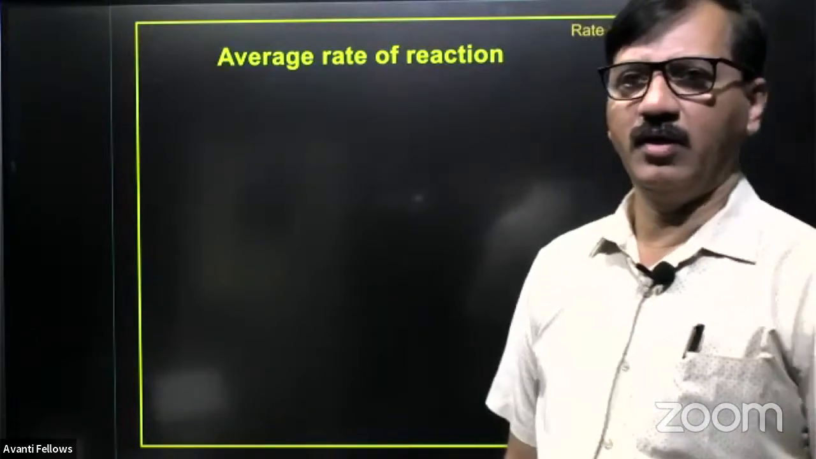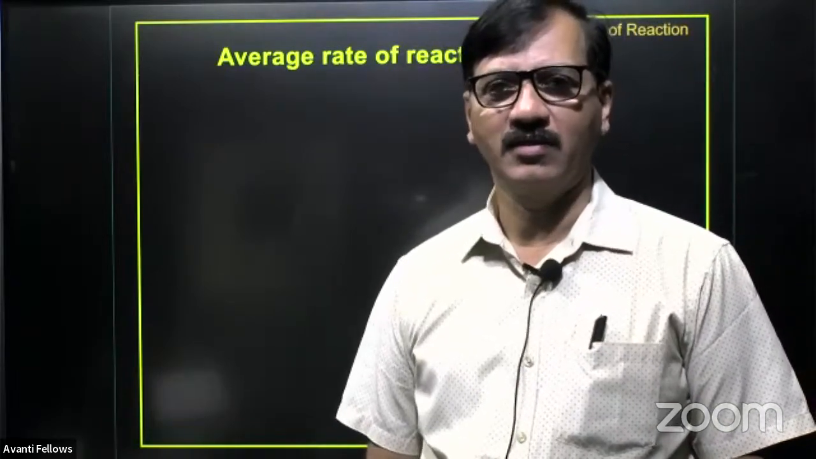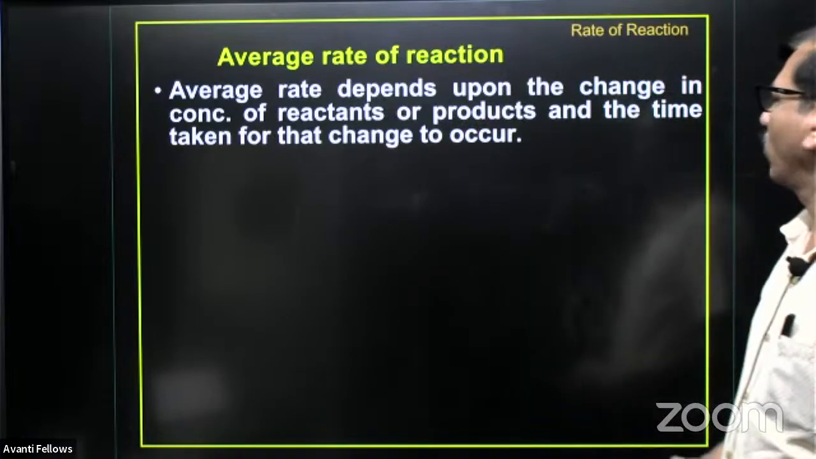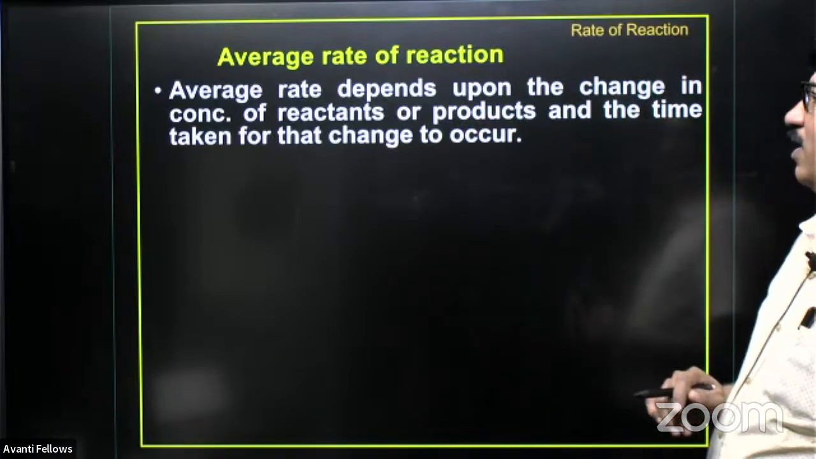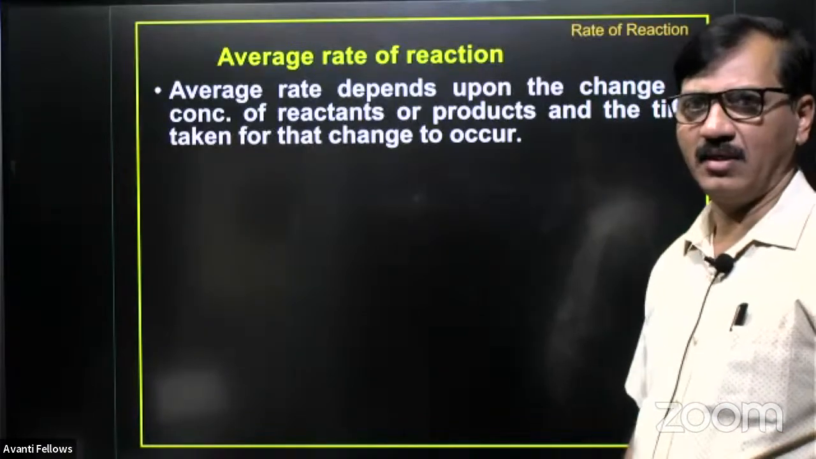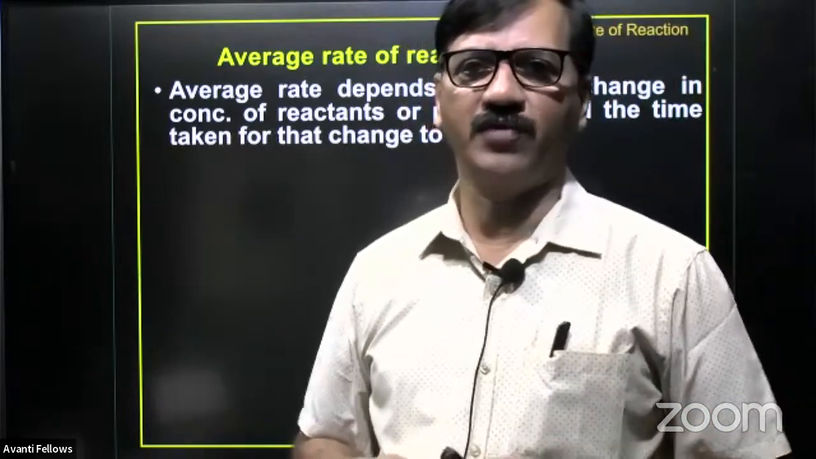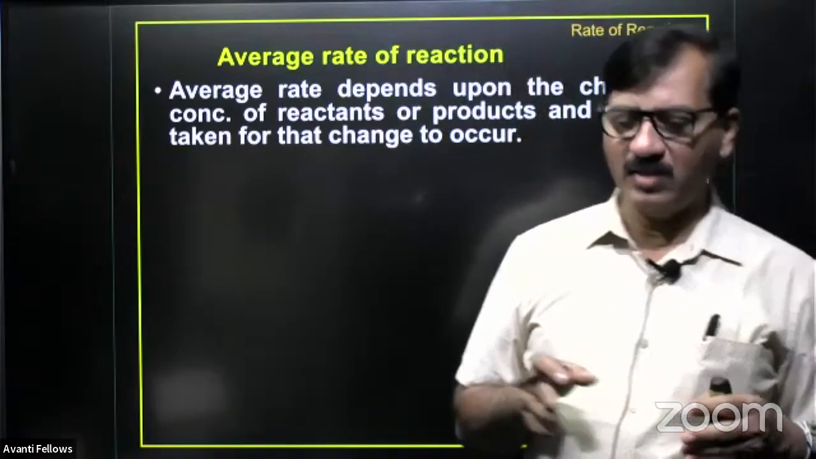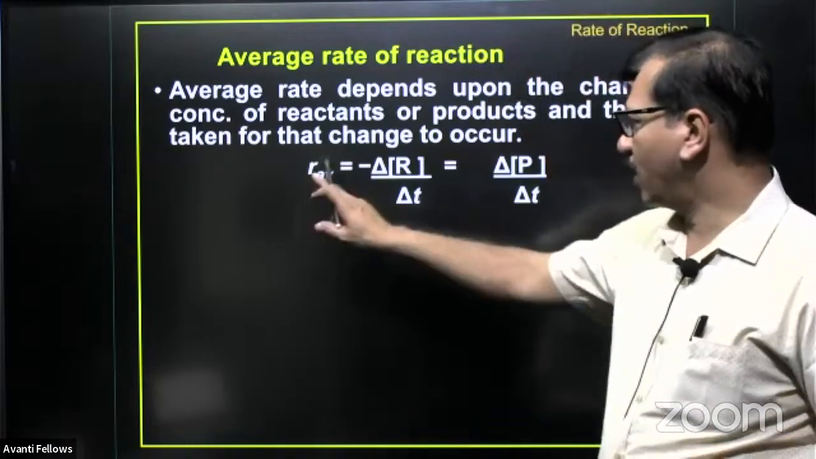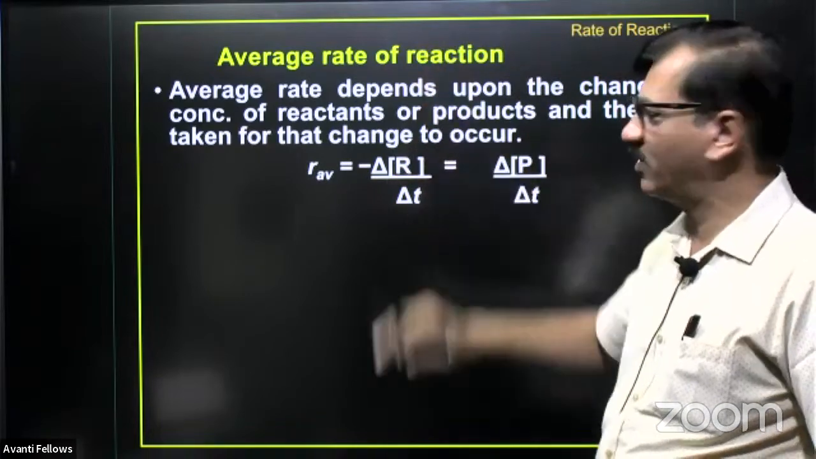Now, there are 2 kinds of rates, or ways in which it can be expressed. One is the average rate of the reaction and another is the instantaneous rate. What is meant by average rate? Average rate depends upon the change in the concentration of reactants or products and the time taken for that change to occur. Usually we take a larger span of time for considering the average rate of the reaction. Our average rate is minus delta R by delta t. What we have told so far is concerned with average rate.